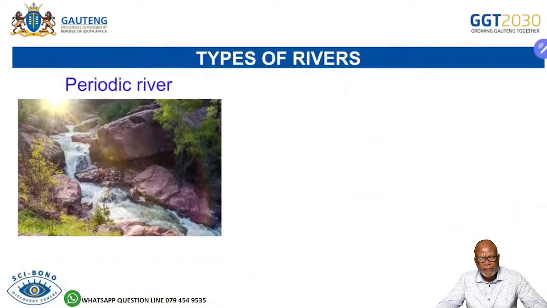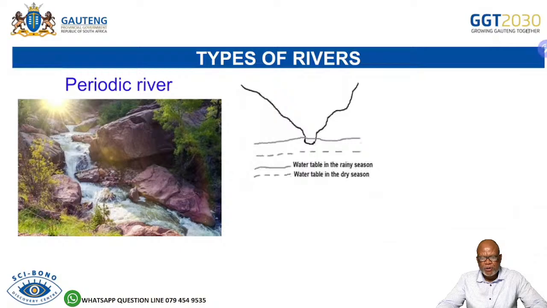Continue with the periodic river. Here is your periodic river. Now, let's look at the water table. The first water table is the water table during rainy season. During rainy season, it intercepts the riverbed. But during the dry season, the water table does not intercept the riverbed. So what does it mean now? It's going to get water from precipitation and also from the groundwater, but only during rainy season.